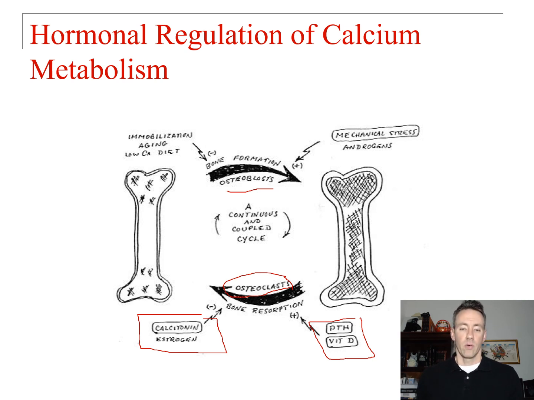Estrogen would also inhibit bone resorption. Estrogen can decrease the number of parathyroid hormone receptors on the bone, and so the bone becomes less responsive to the parathyroid hormone, and therefore less likely to undergo bone resorption.